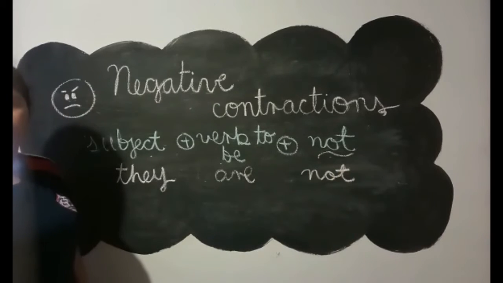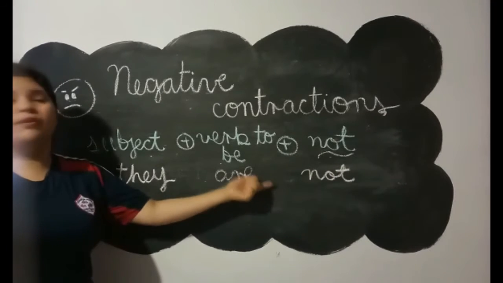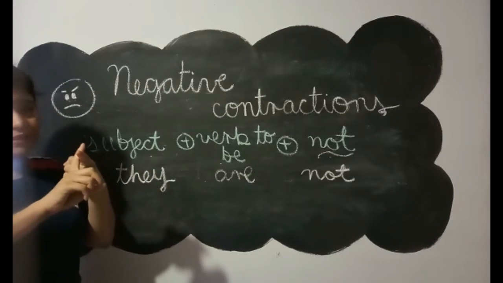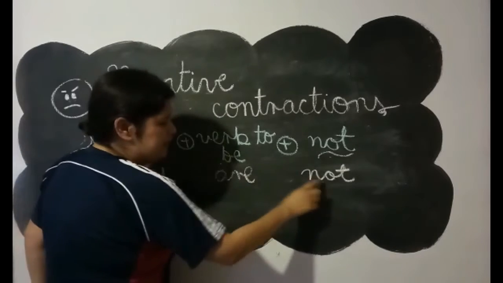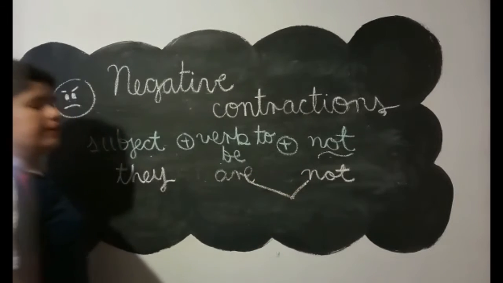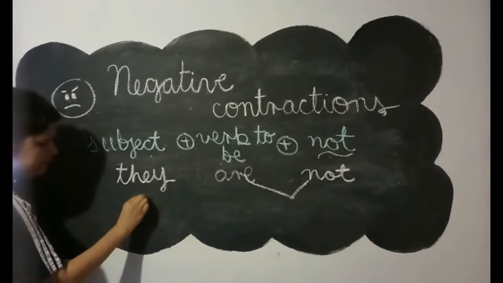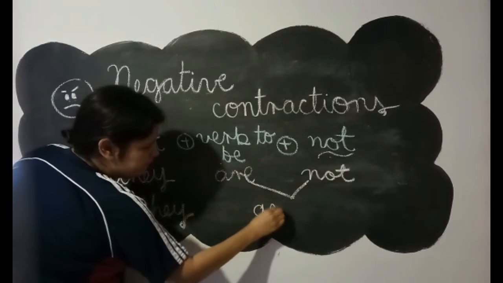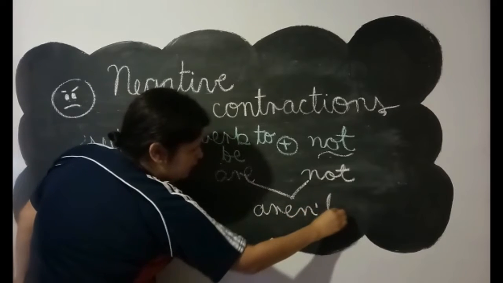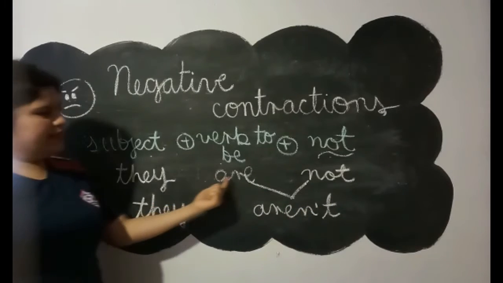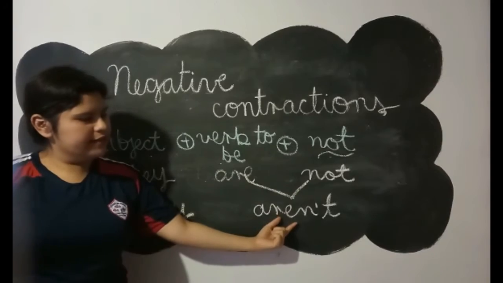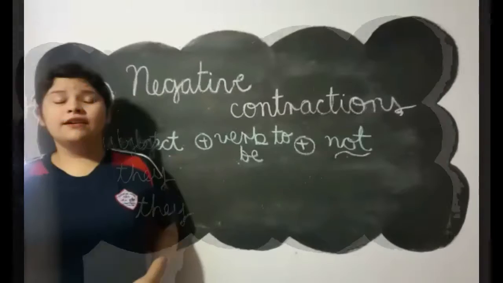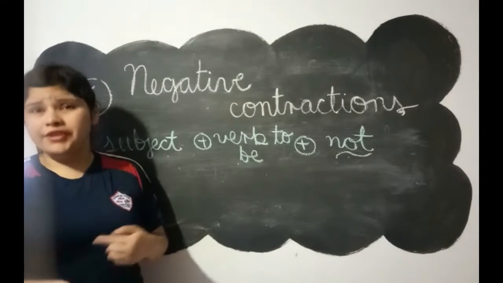not. Okay? Now, to form the negative contraction, I need to mix. But I'm going to mix are and not. In this case, it's going to be they aren't. I mix are with not, and the answer is aren't. They aren't. Okay, so we're gonna make another example.